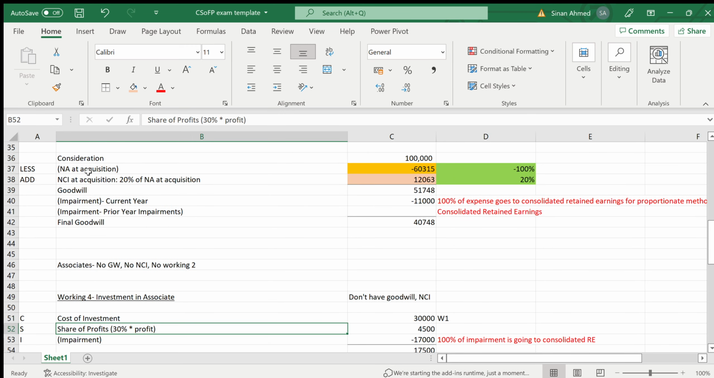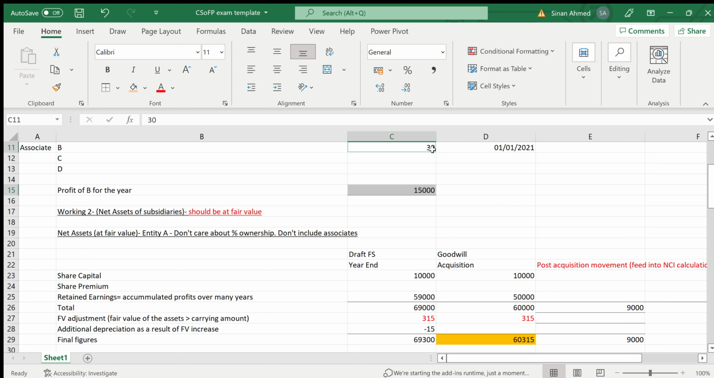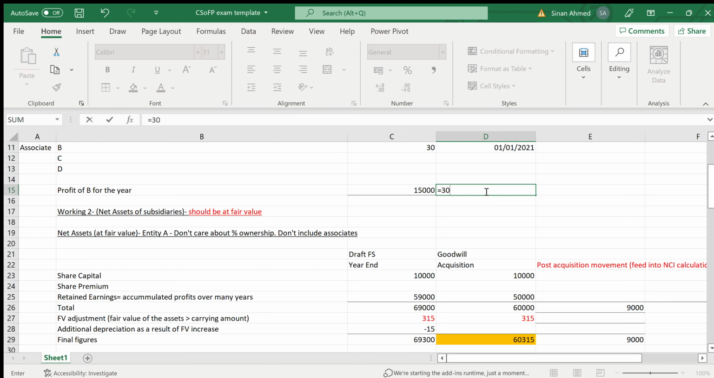Next we have our share of profits. Now, put in the calculation you're actually doing, because that will get you at least half a mark. So share of profits was 30%. Our interest was 30%, as you saw in the group structure above. So you do 30% times by the profit. I'll show you where this is coming from. So our interest was 30%, we basically did 30% times by the 15,000. That gives 4,500.